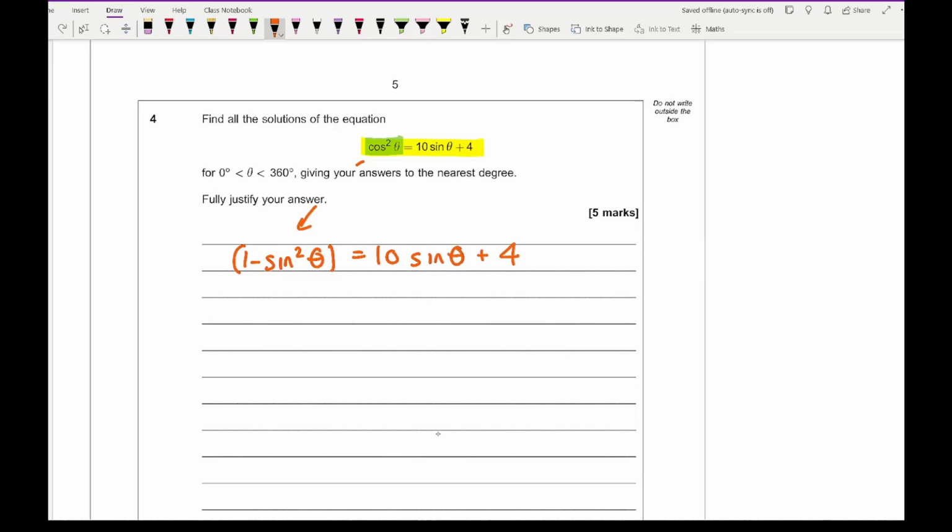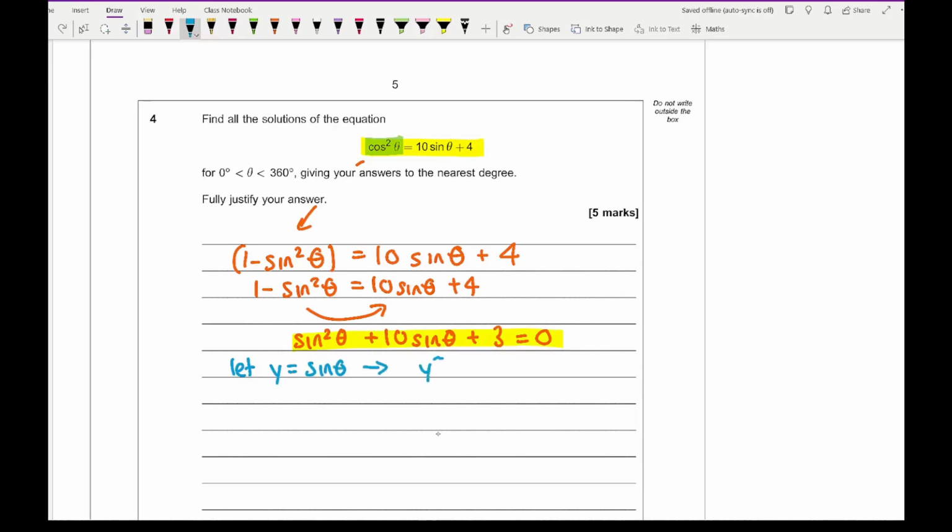So then if I get rid of the brackets, I end up with 1 minus sine squared theta equals 10 sine theta plus 4. Hopefully you can spot that this is now slowly starting to look like a quadratic. So if I take all of this over to the side, I end up with sine squared theta plus 10 sine theta plus 3 equals 0. Now I can see straight away that this is definitely not going to factorize, so I'm going to go straight into the calculator. So if I let y equals sine theta, then this becomes y squared plus 10y plus 3 equals 0.